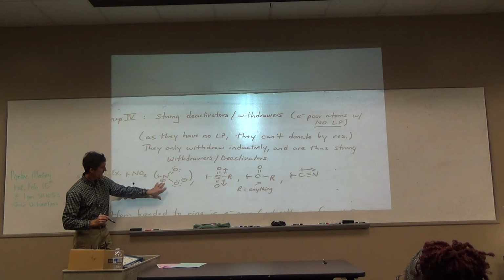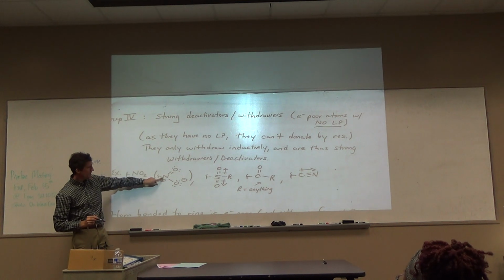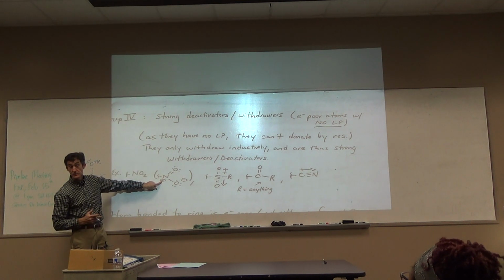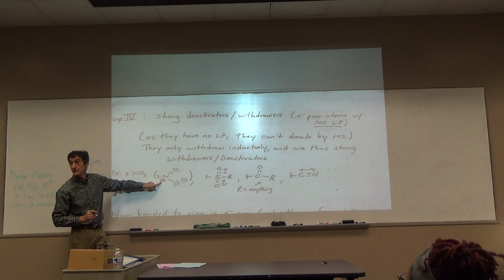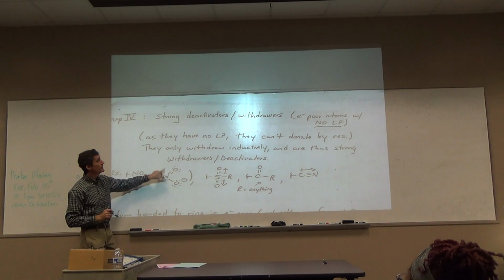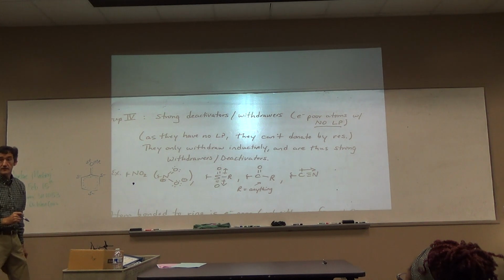Benzene ring bonded to the nitro group. The nitrogen, do you call that electron-poor? It's actually a positive charge. Does the nitrogen of a nitro group have a lone pair? No. So it fits that. Okay?